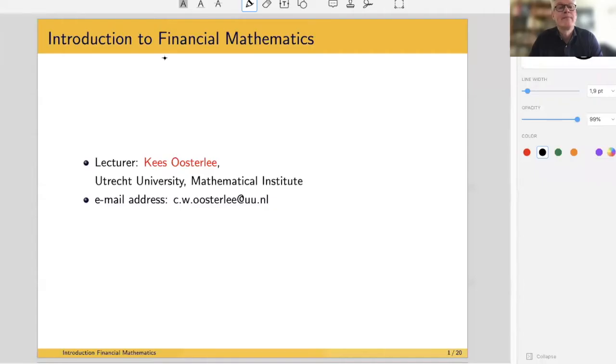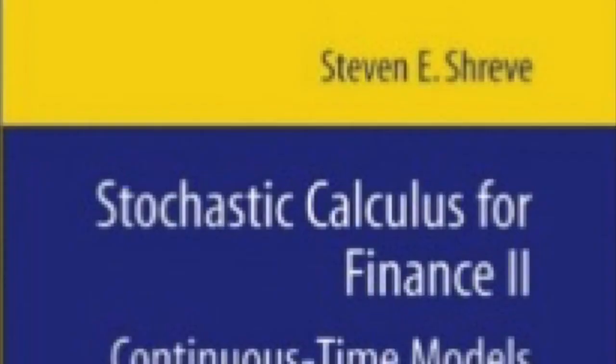So let's get started, and I'll share my screen. Then we are here. And see if the details are here again. Yes, everything is working.